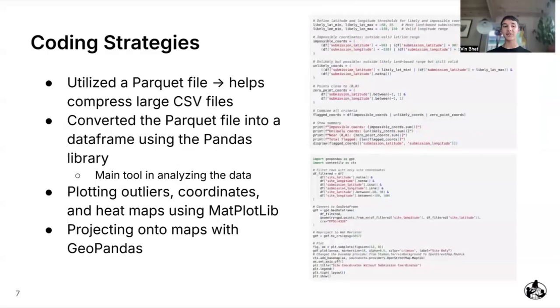Some of our coding strategies included utilizing a Parquet file, which helps compress large CSV files that otherwise might not have been able to be opened. We also converted the Parquet file into a data frame using the Pandas Python library. We also used matplotlib to plot outliers, coordinates, and heat maps. And finally, we also projected onto maps with GeoPandas.